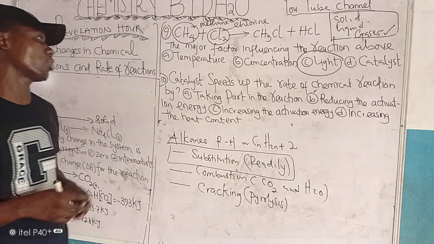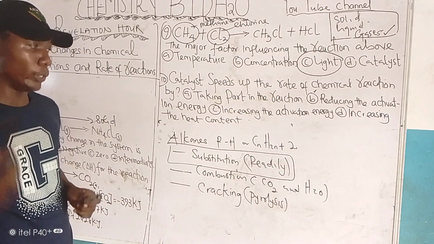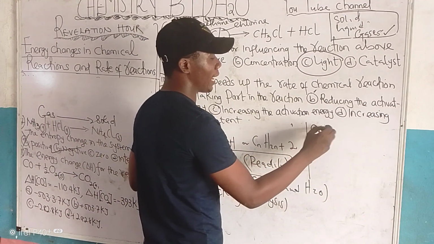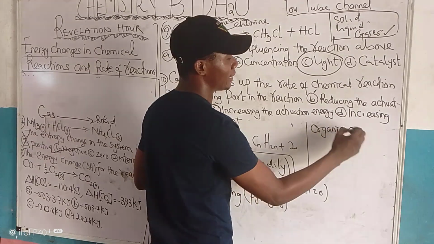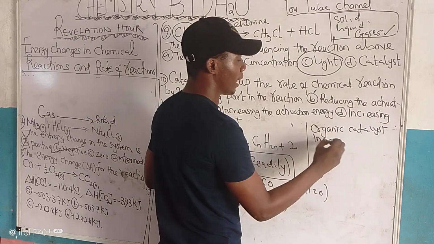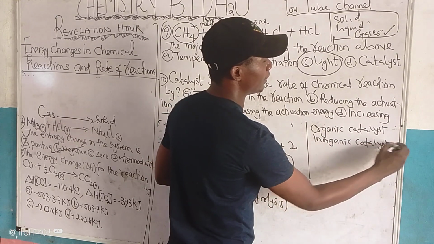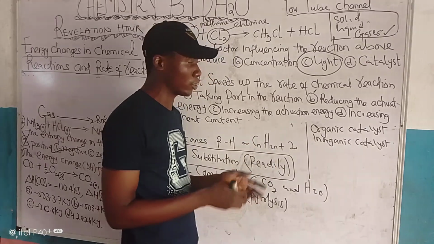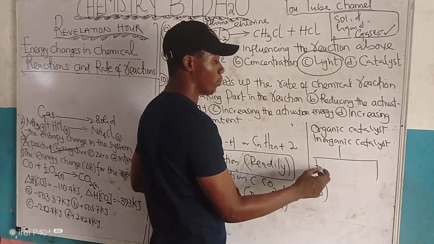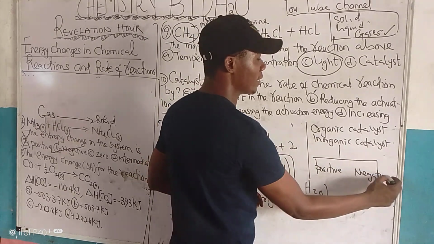Okay, the last question says that catalyst speeds up the rate of chemical reaction by doing what? Remember, we have 2 types of catalysts. We have organic catalysts. Organic catalysts are called enzymes. And we have inorganic catalysts. What are inorganic catalysts? Inorganic catalysts are catalysts gotten from minerals or from elements. This inorganic catalyst is divided into 2. We have the positive catalyst and the negative catalyst. So what is a catalyst?